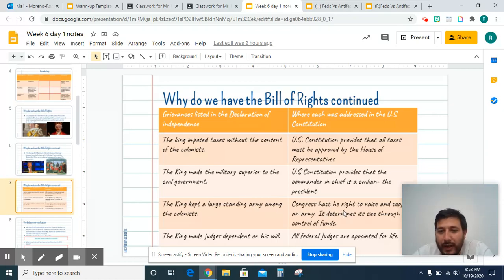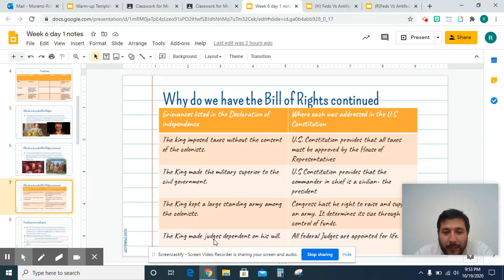So Congress said that they are the ones who determine the size of the army depending on how much money we have. Okay, so if you see the wars right now, we are funding those wars, but it all depends on how much money they're giving for those wars.